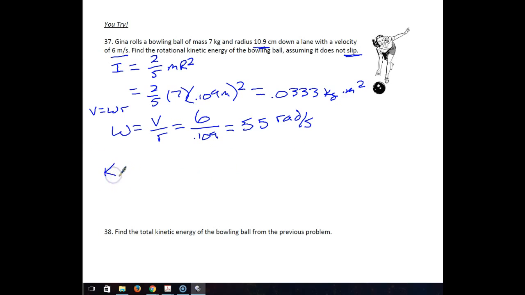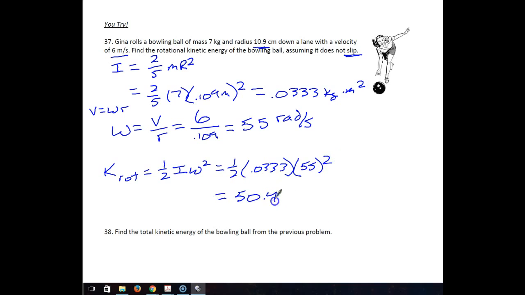So our rotational kinetic energy is equal to 1/2 I, the moment of inertia, which is kind of like mass, times the angular speed, which is like linear speed, squared. So this is equal to 1/2 of 0.0333 times 55 radians per second squared. If you do that work, you'll end up with 50.4, and just like any other energy, the unit is a joule. The next thing they'd like for us to do is find the total kinetic energy of the bowling ball.